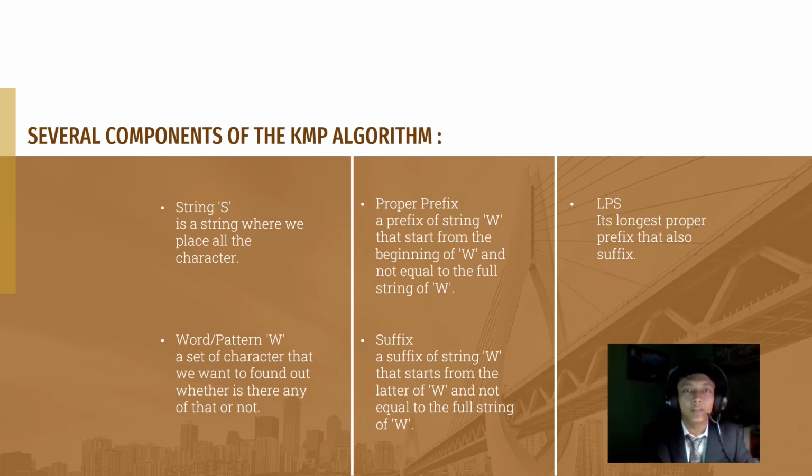Here I will explain several components that exist in the KMP algorithm. First is the string, where we place all the characters, and next is the word, or we call it a pattern. This is a set of characters that we want to find out whether it exists or not. Next is the proper prefix. This is a prefix of the word that starts from the beginning of the word and is not equal to the full word. Then there is the suffix. It is a suffix of the word that is not equal to the full word. And the last thing is the LPS. It is the longest proper prefix that is also a suffix.